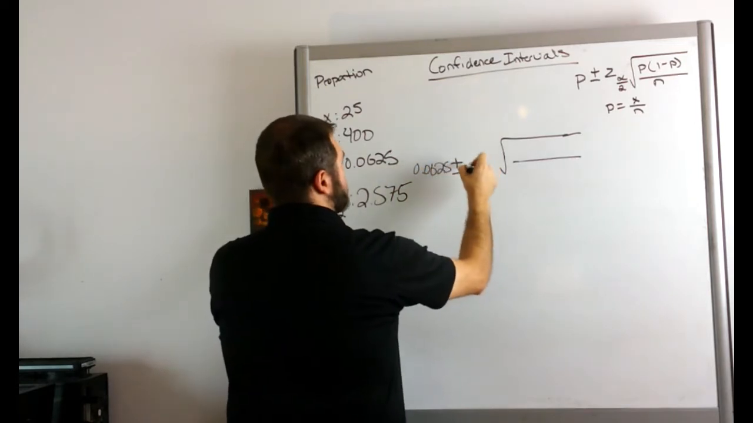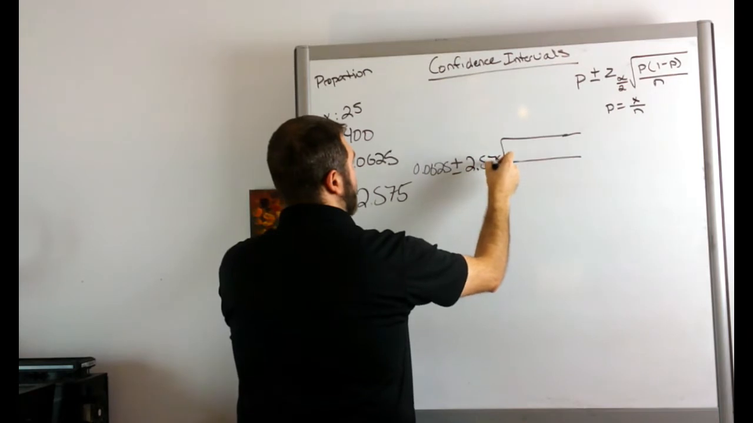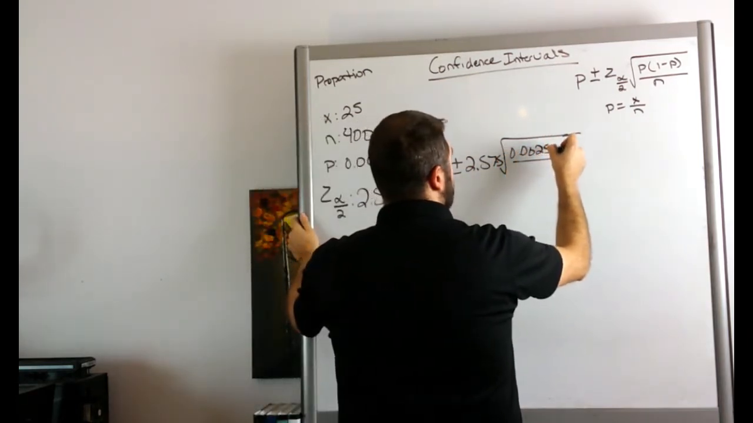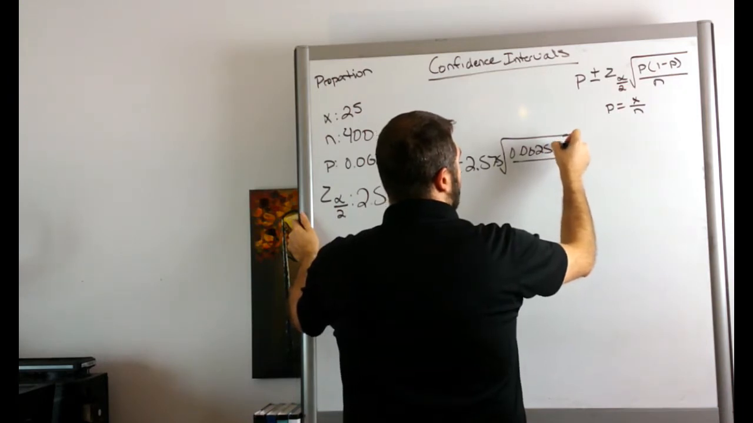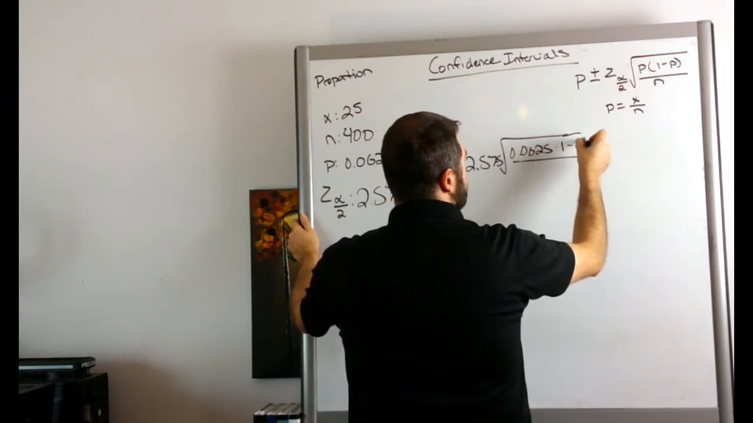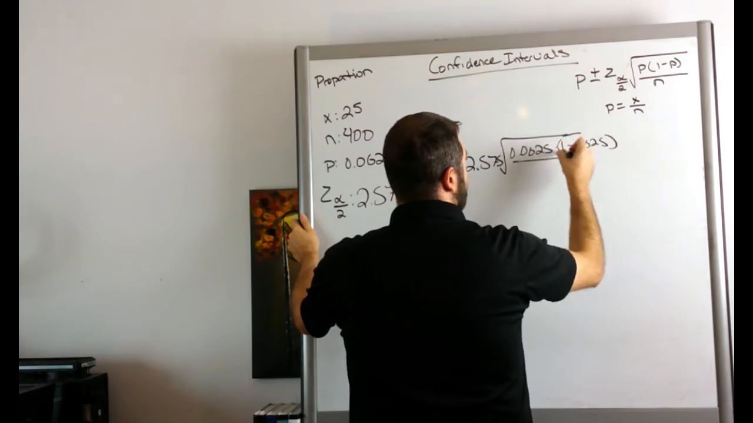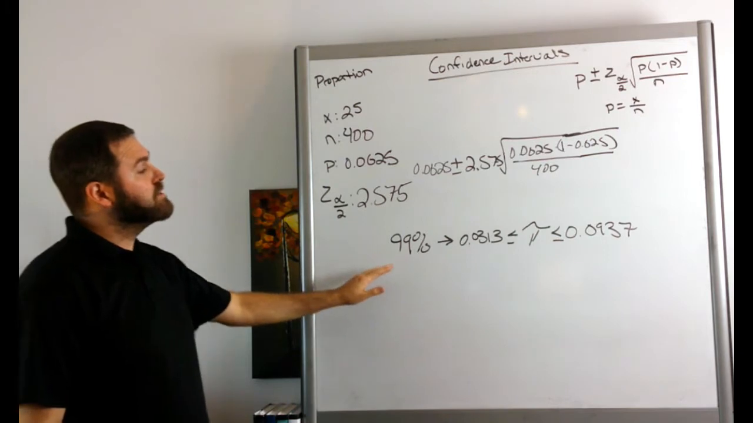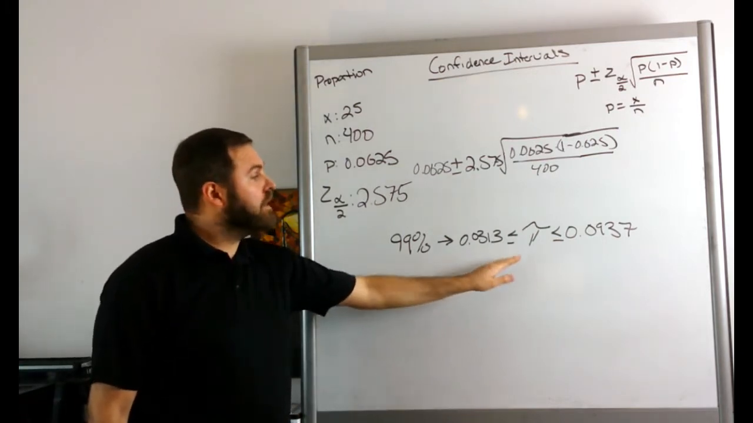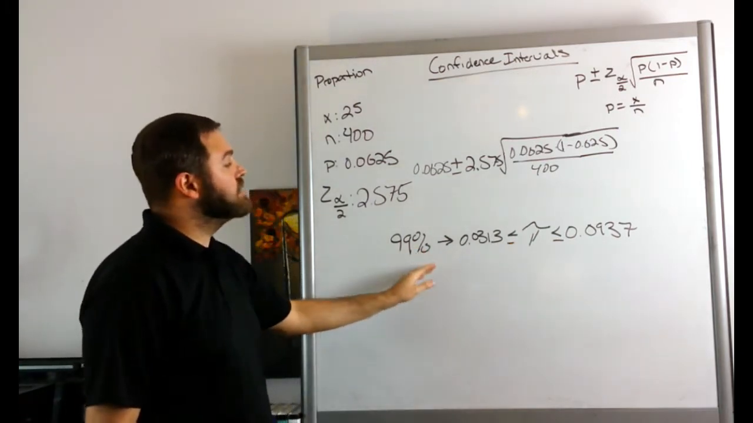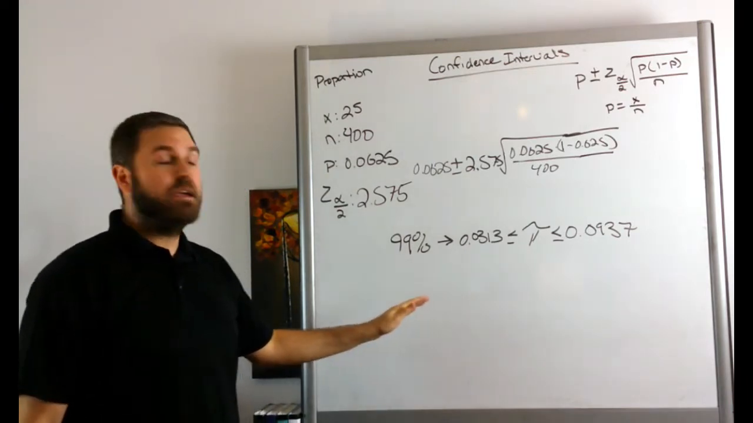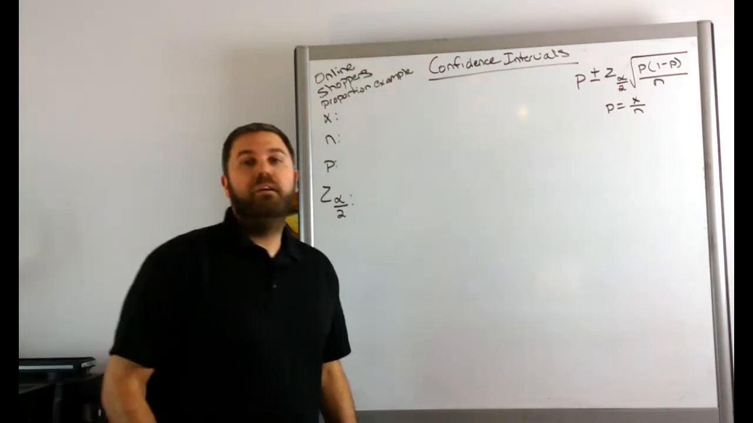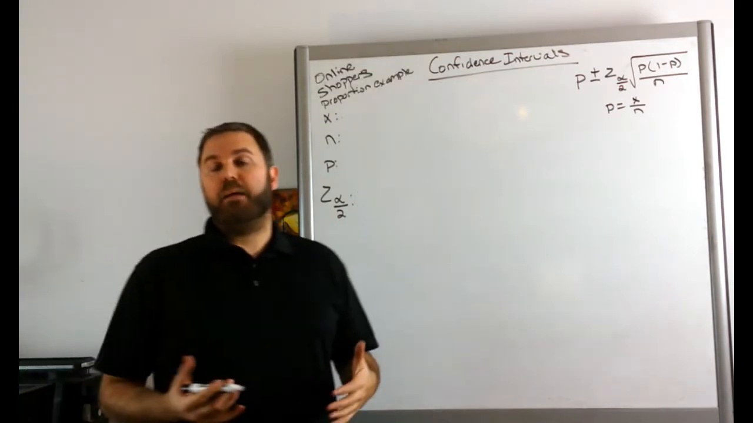So this is going to be 0.0625 plus or minus 2.575 times the square root of 0.0625 times 1 minus 0.0625 divided by 400. So we can say that we're 99% confident that the population proportion is between 0.0313 and 0.0937.